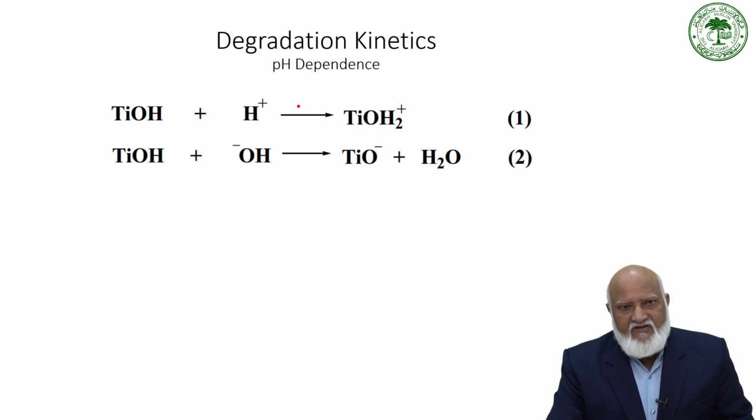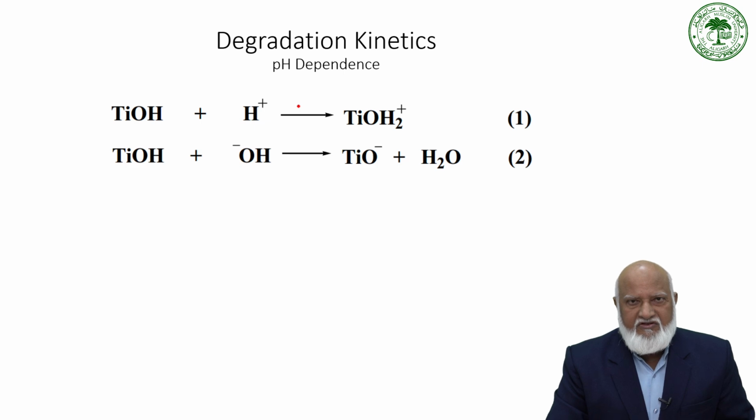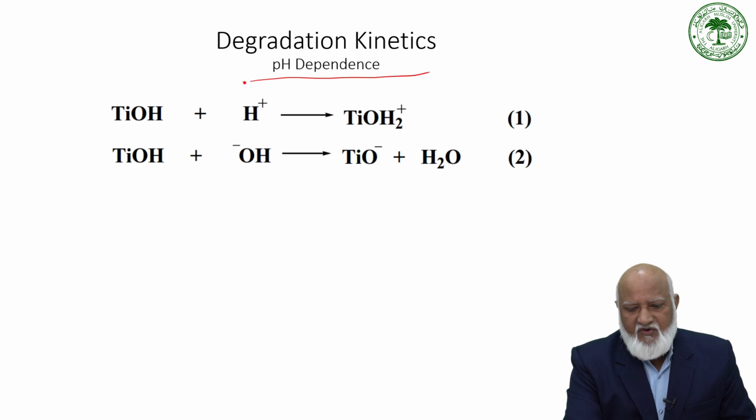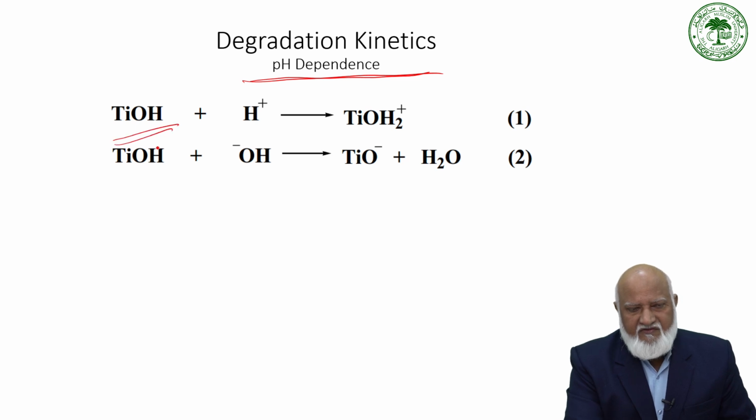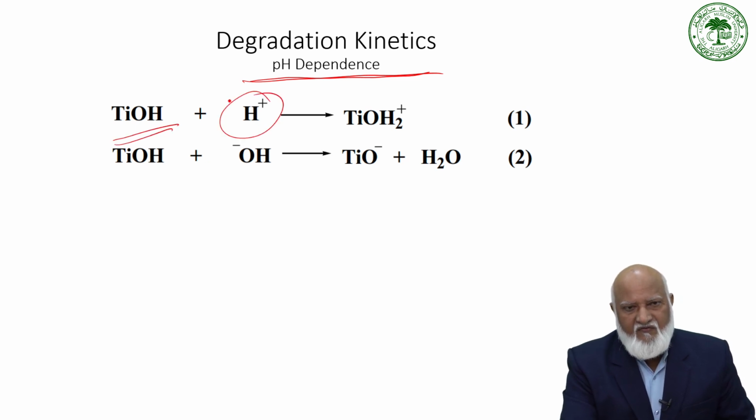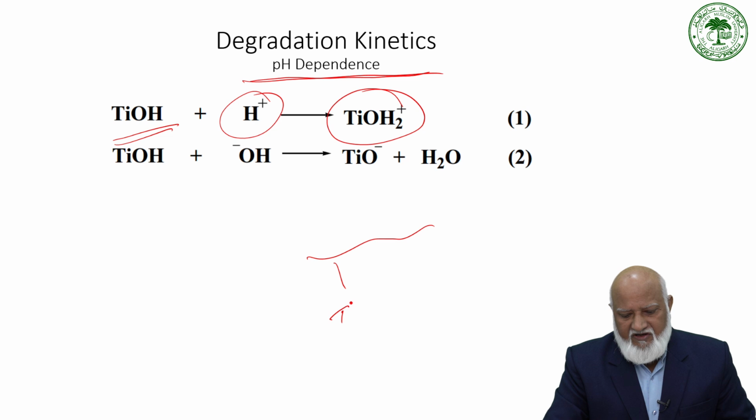These reactions are surface reactions taking place on the surface of the catalyst, because it is a heterogeneous reaction. The catalyst is neither soluble in water nor in organic solvent, and that's why pH is an important parameter in these surface reactions. In the case of titanium dioxide, in acidic medium, which generates H plus, the surface of titanium dioxide will become TiOH2 plus, so it is positively charged.